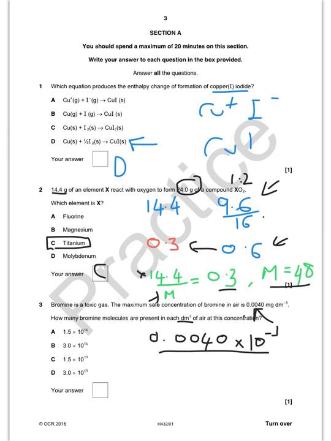You then need to divide that by the molar mass of bromine. The relative atomic mass of bromine is 79.9, so times by 2 is 159.8, and then finally you times that by Avogadro's number, which you will find on your data sheet, and if you do that you will find the answer to be A.